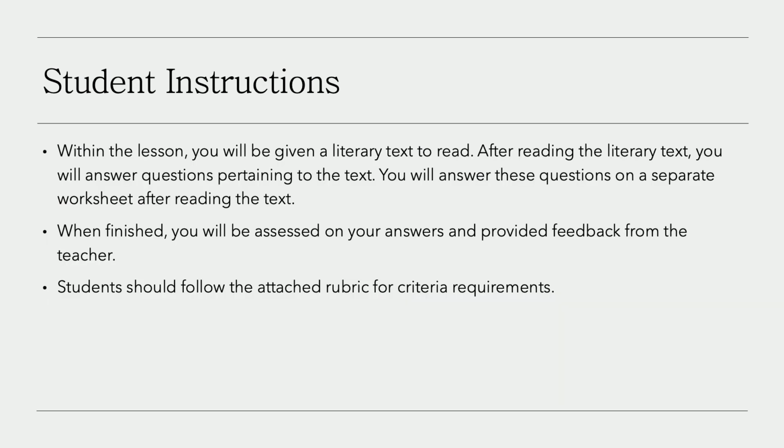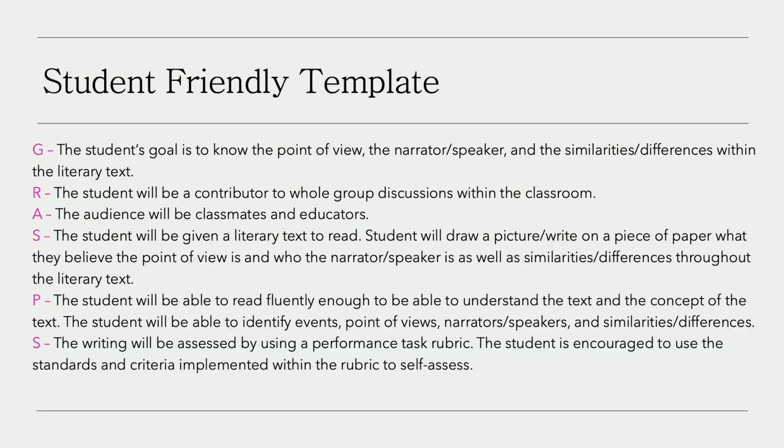At the beginning of the lesson, students will be given instructions. Within the lesson, students will be given a literary text to read. After reading the literary text, students will answer questions pertaining to this text. They will answer these questions on a separate worksheet after reading the literary text. When finished, students will be assessed on their answers and provided feedback from the teacher or educator. Students should follow the attached rubric for criteria requirements.